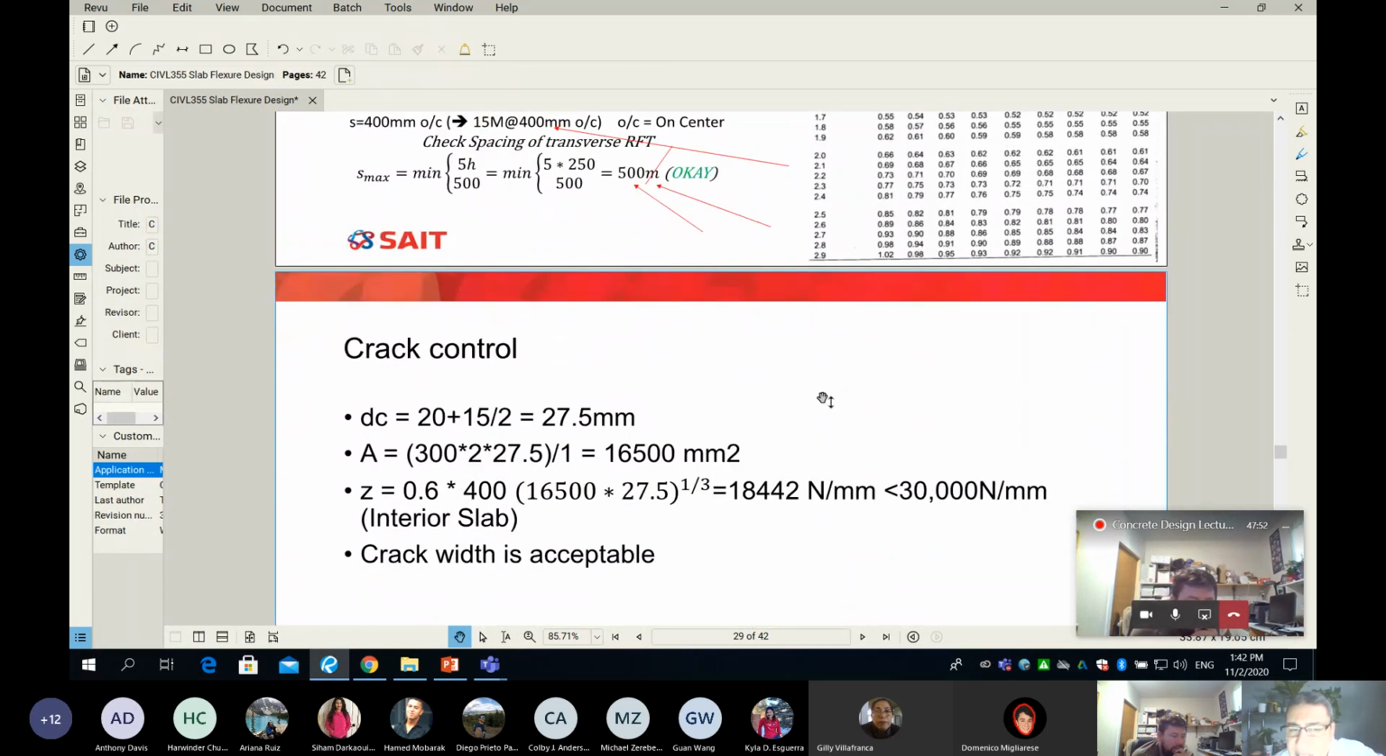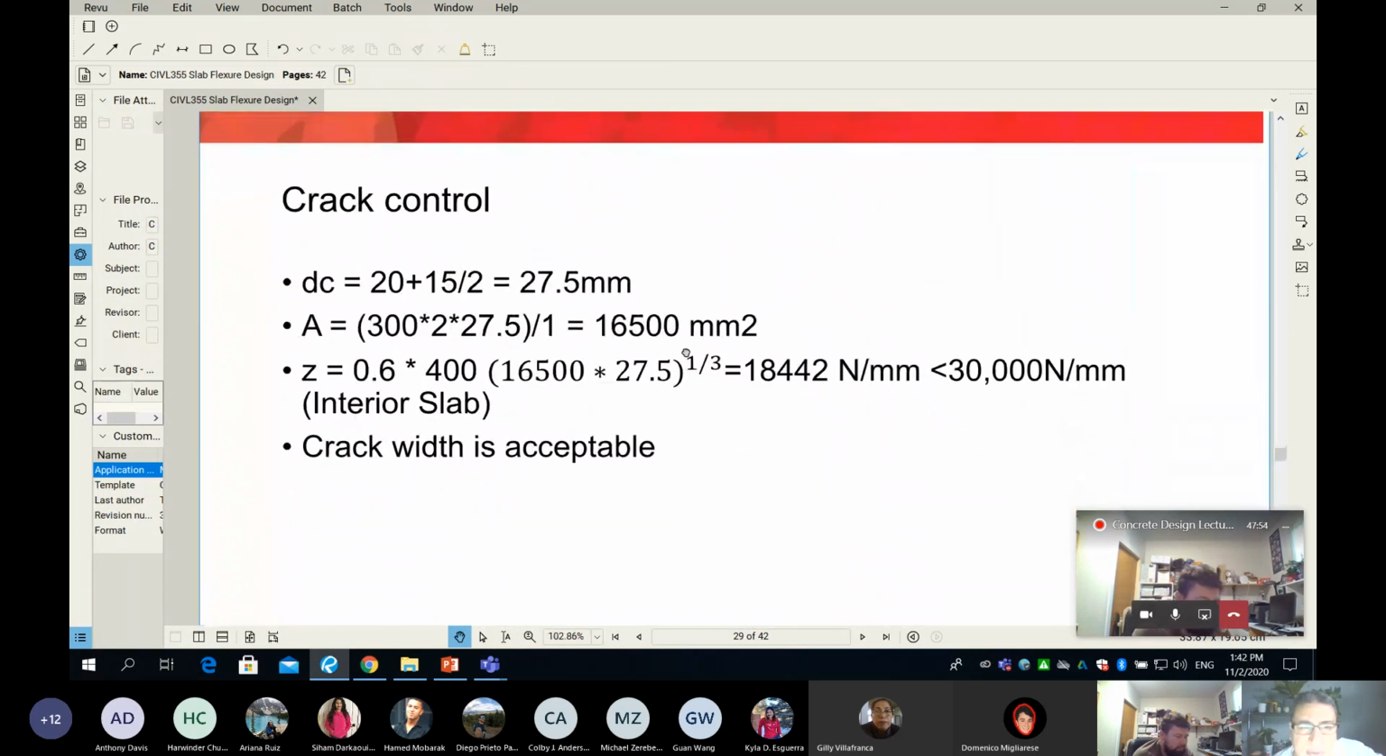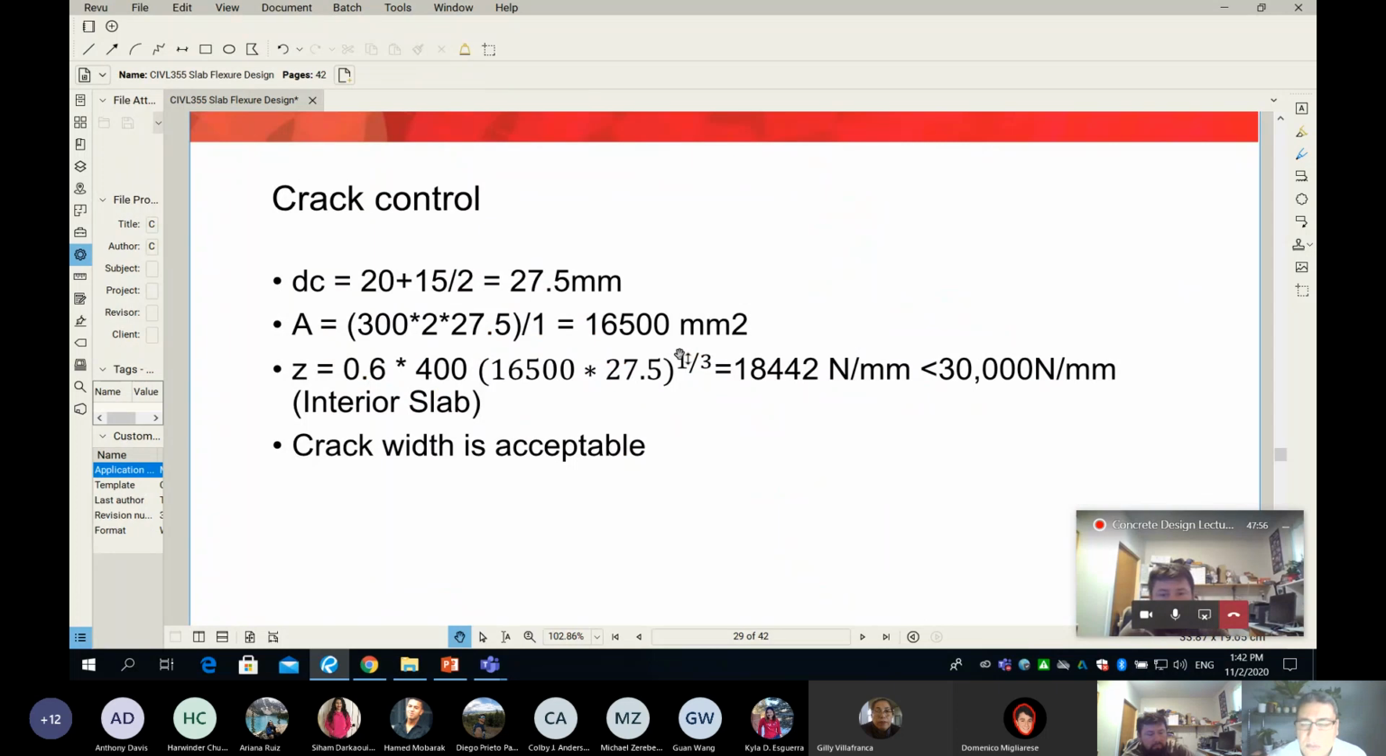I'm going to go to SLS, and remember, is that new? What you see on my screen is new or old? No, that's not new. Crack control, you have done it in the beam. You will have to do it one more time here in the slab, but I will tell you a little trick. I'll tell you one trick, okay?